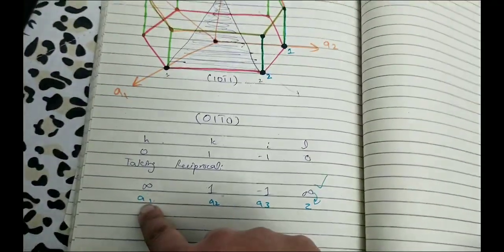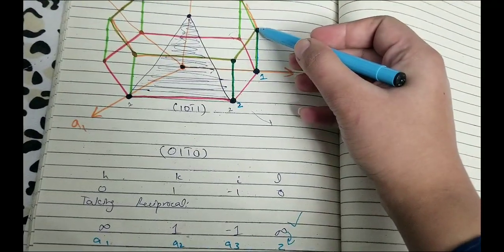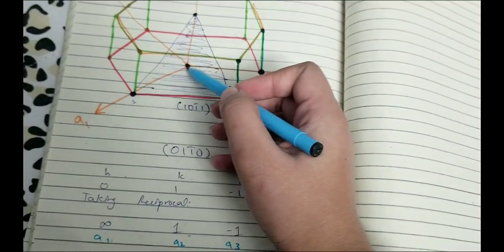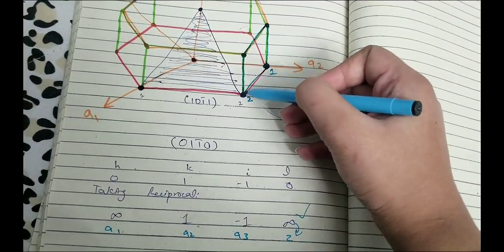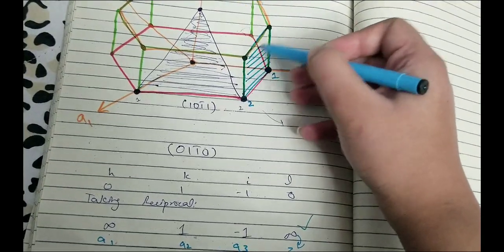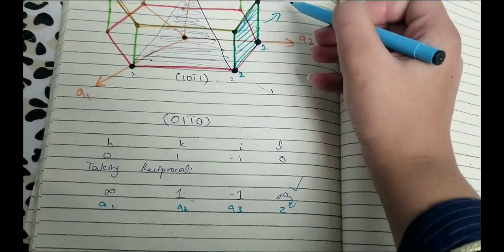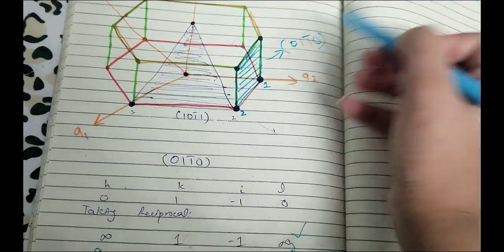And it is parallel to the A1 axis also. So from these points we'll draw parallel lines to the A1 axis, which is this line, which is this line too. So we'll join these points together. So this is the second plane, which is 0 1 1 bar 0.